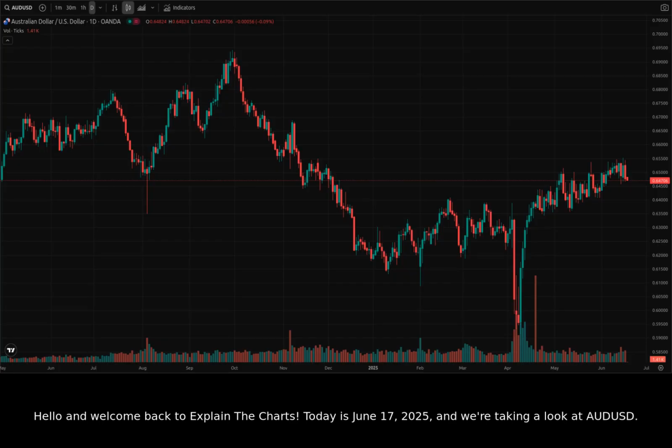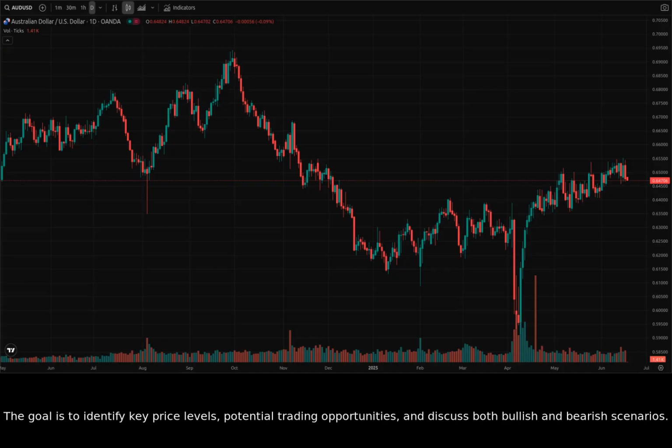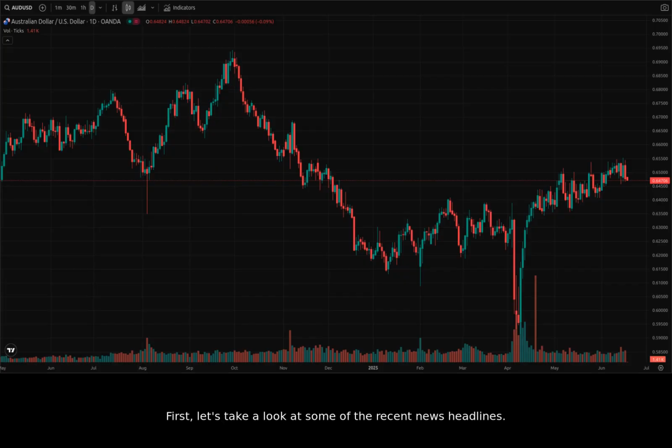Today is June 17th, 2025, and we're taking a look at AUDUSD. We'll be analyzing recent news and events affecting this pair, and then diving into a detailed technical analysis of the charts. The goal is to identify key price levels, potential trading opportunities, and discuss both bullish and bearish scenarios. First, let's take a look at some of the recent news headlines.